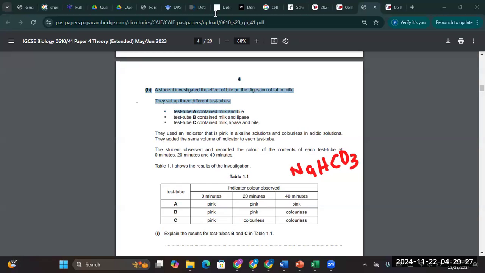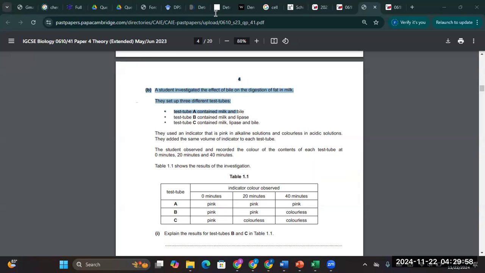So if you have bile, that means the solution will be alkaline. Okay. That is why we are using an indicator. If the bile is present, the solution will be alkaline because bile is alkaline in nature. That is why they're adding the indicator. So the indicator will help them figure out the amount of bile. If bile is present, the solution will be alkaline. If bile is not present, the solution is not alkaline. Right? Is that making sense?